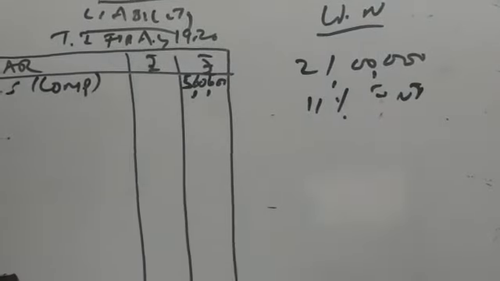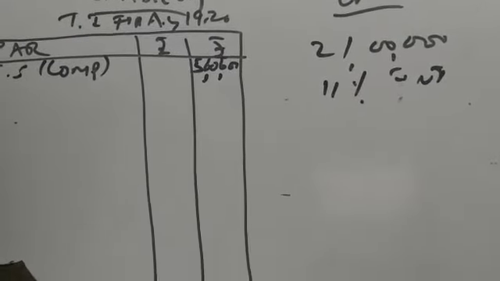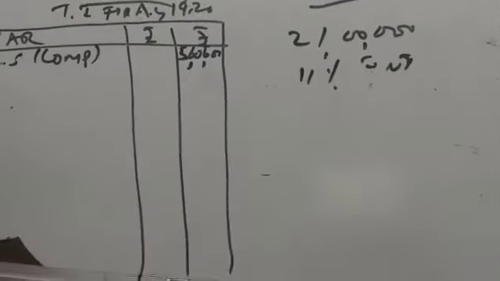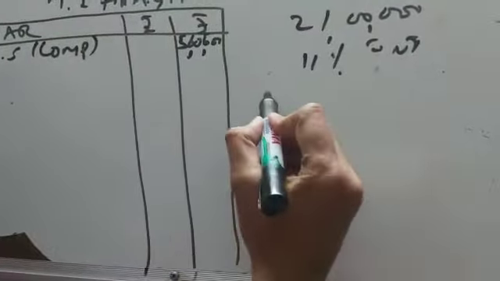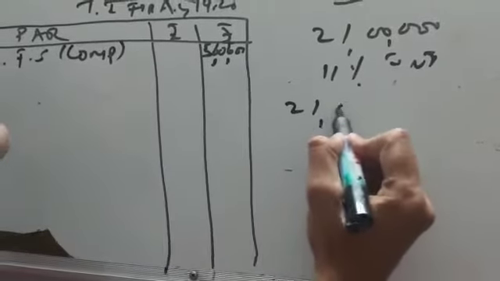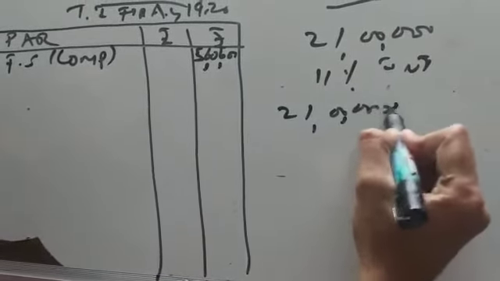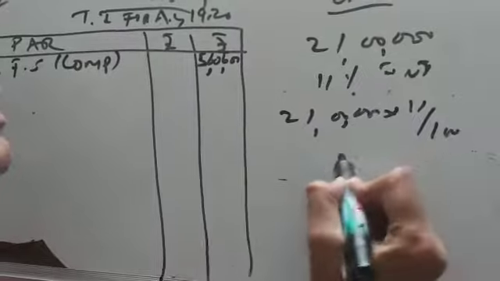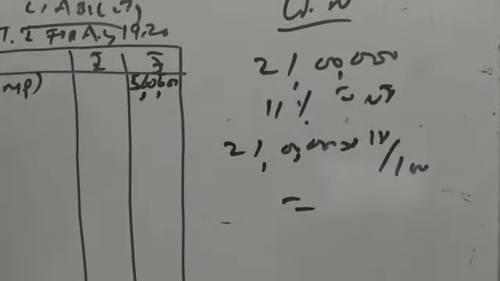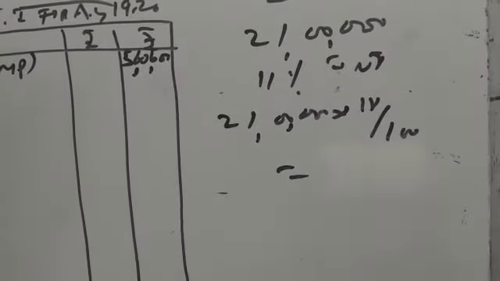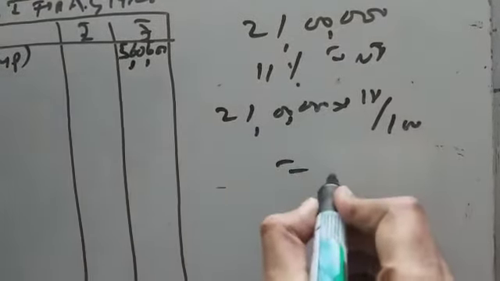You might have done this last semester in the problem on income from house property. So interest on housing loan you have to calculate in this case. How to calculate interest? 21 lakhs into 11 by 100. 11% means 11 by 100. So it comes to exactly 2,31,000.